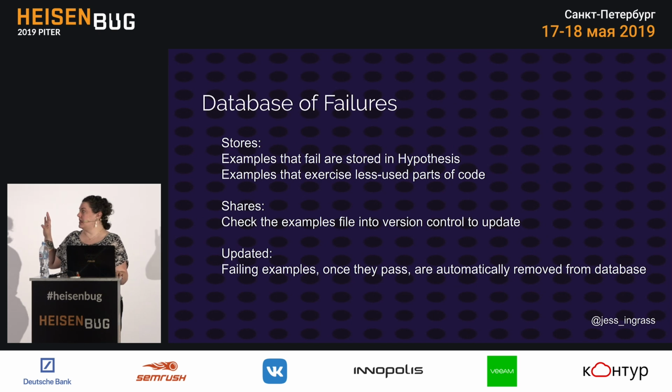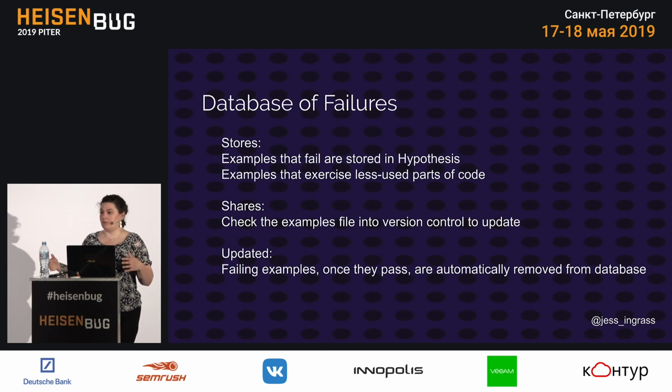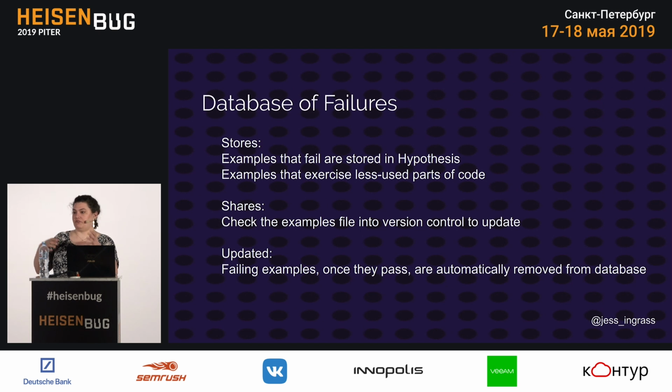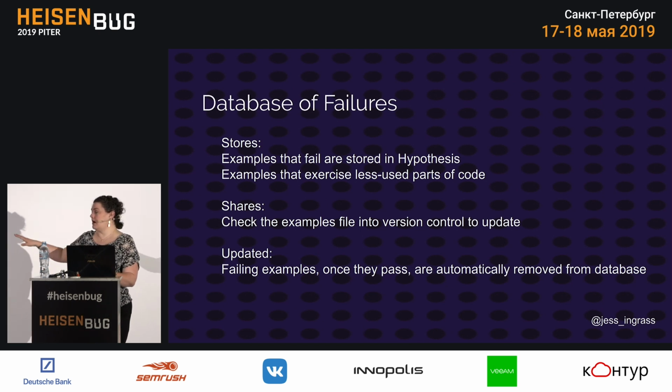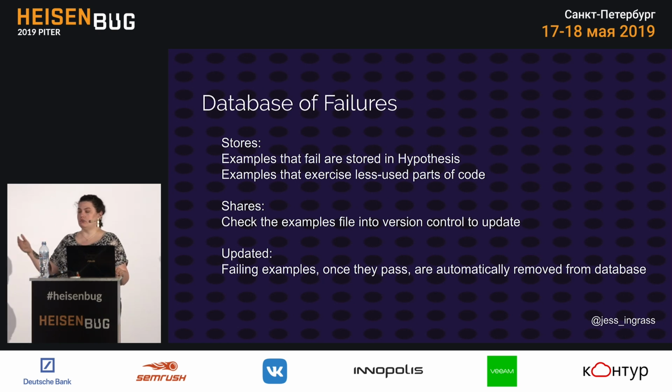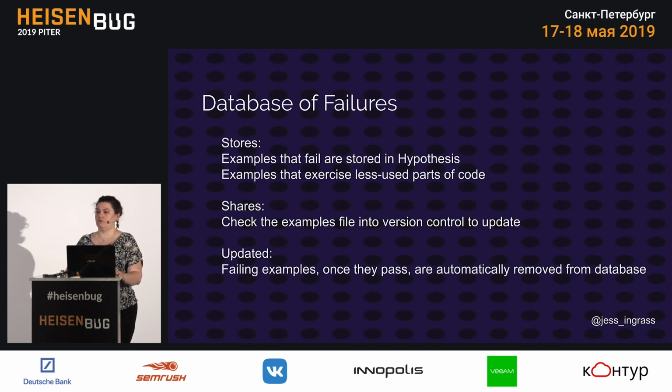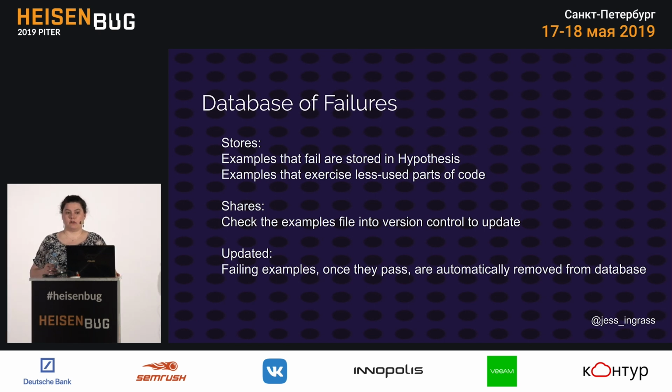So the database that stores these examples can be checked into version control if you choose. That way, if you're working with multiple people, it's always up to date on what's failing versus what's not failing. It's also updated on the fly. So if you have an example that fails and you adjust your test so that it no longer fails, then that sample is removed from the failures database. Hypothesis also runs the failures database every single time you run your tests. So it helps you to keep track of exactly the failures.